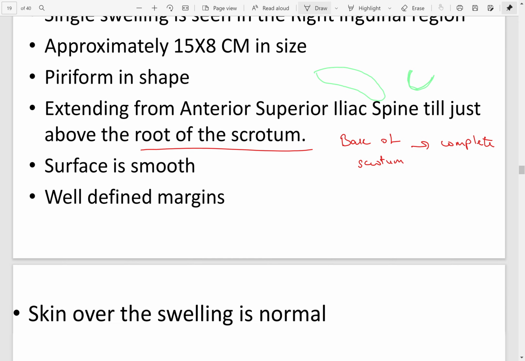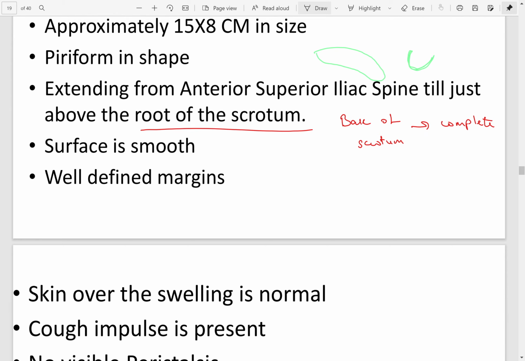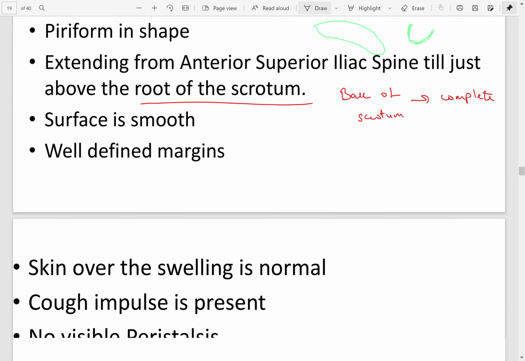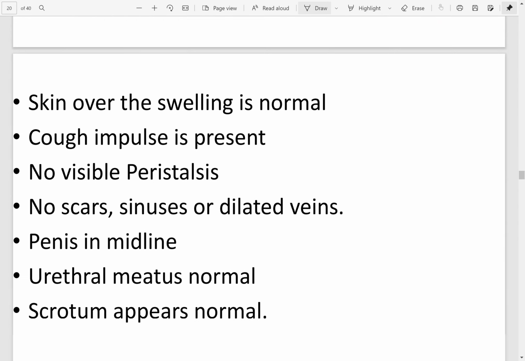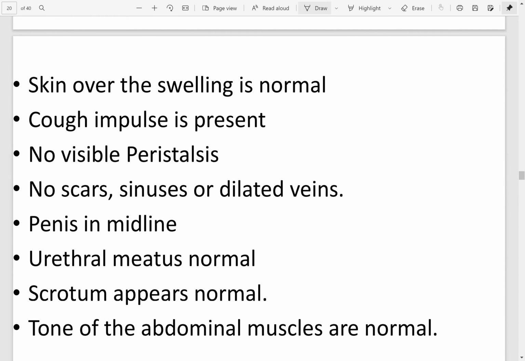Funicular is where it passes through the superficial ring, but doesn't reach the base of the scrotum. So that is something which you need to know. So this is a case of funicular incomplete indirect hernia. Again, as with any swelling, you say surface is smooth, well-defined margins, skin over swelling is normal, cough impulse is present, no visible peristalsis, no scars, sinuses or dilated veins. These are the classic findings which you need to tell for any swelling.